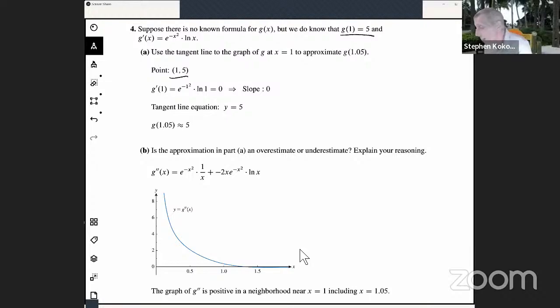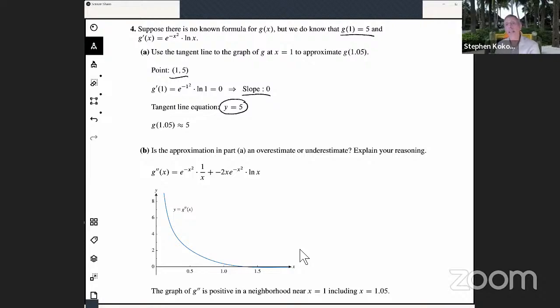So wait a minute. What's g prime of 1? Well, g prime of 1 turns out to be 0. This is interesting. So the slope is 0. So this is a real easy tangent line. It's a horizontal line, y equals 5. And so an approximation for g at 1.05 is just 5.